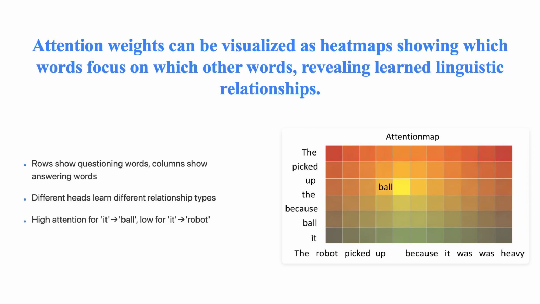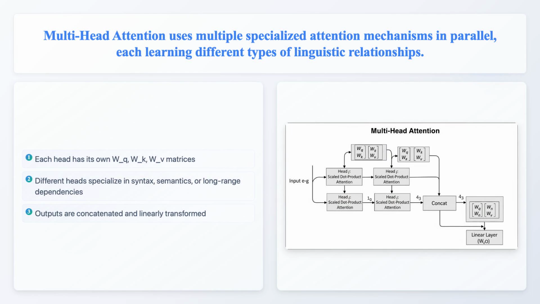For data scientists, these visualizations are powerful debugging tools. When your model makes unexpected predictions, examining attention patterns can reveal whether it's focusing on relevant context or being distracted by irrelevant information. Tools like BertViz make these attention patterns easily interpretable, turning the black box into a transparent reasoning process. A single attention mechanism is powerful, but we can make it even better through multi-head attention.